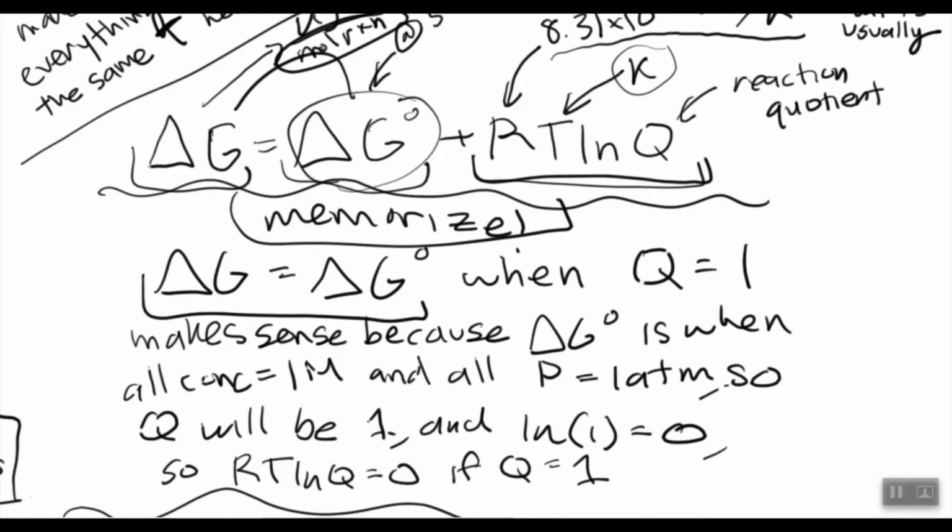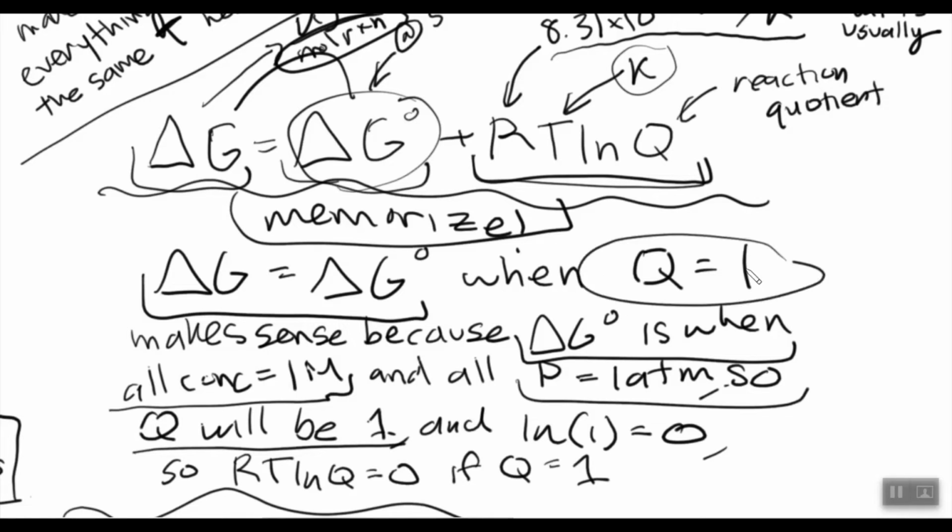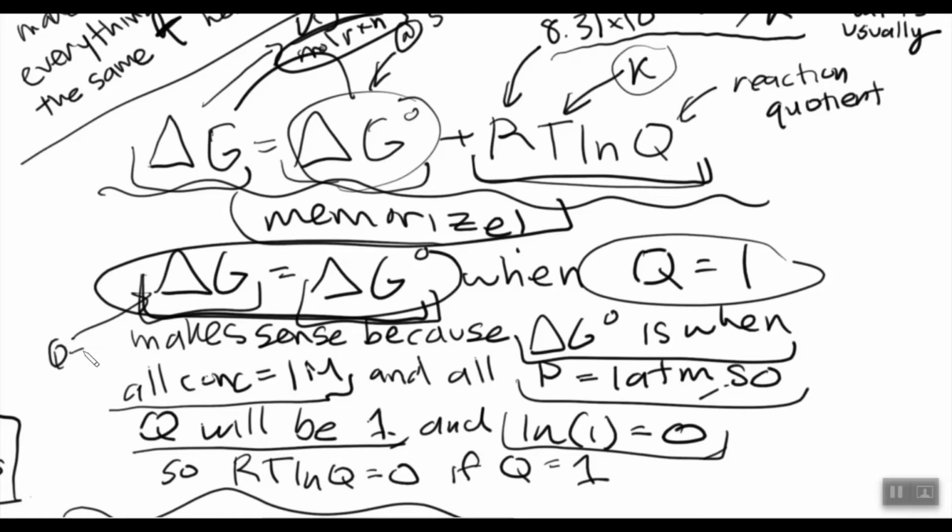And this actually makes sense, because delta G⁰ is when all concentrations are at 1 molar and all pressures at 1 atmosphere. So Q will be 1, obviously, which is what we plugged in. And we know that the natural log of 1 is 0. So we know that the delta G would equal the delta G⁰, because these two mean the same thing. Because if our Q is 1 for this new condition, it's going to basically be that. But it just doesn't have that not sign, but we should add that not sign because it's kind of misleading.